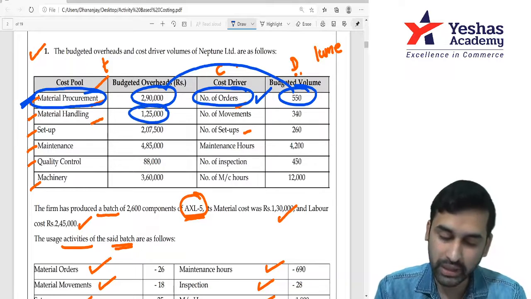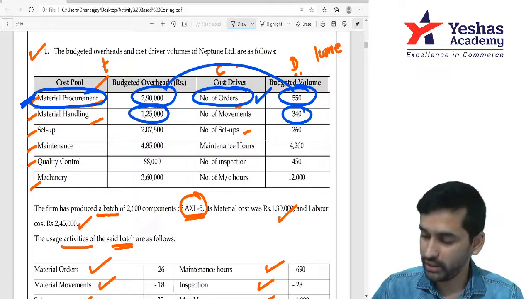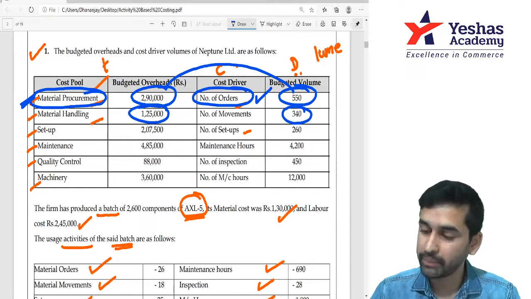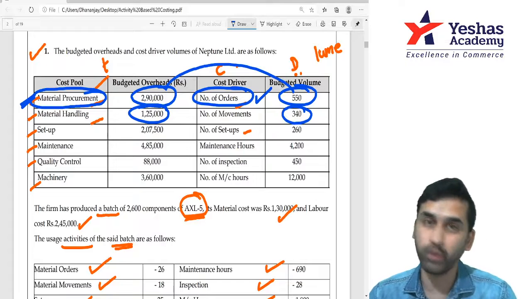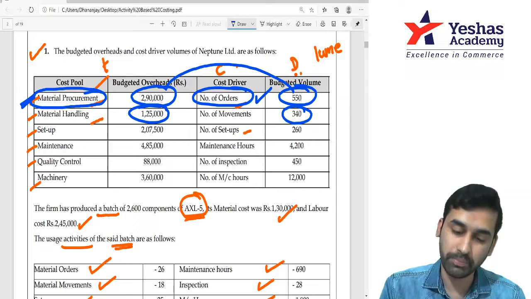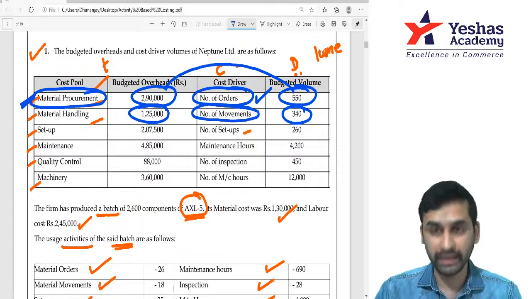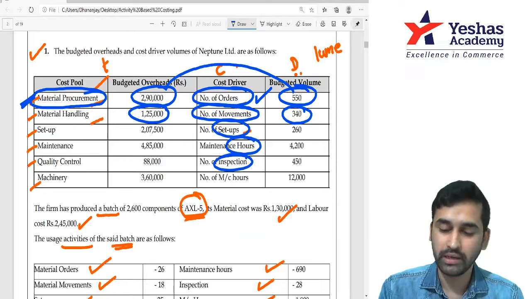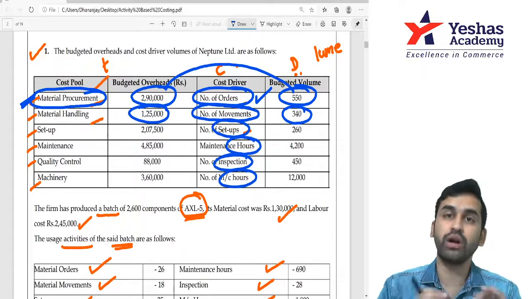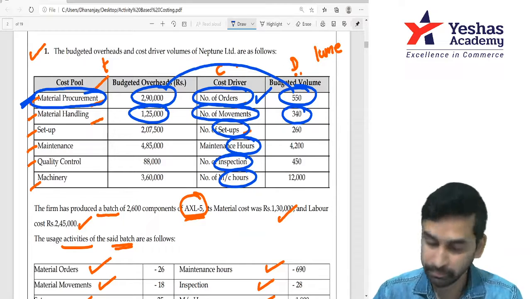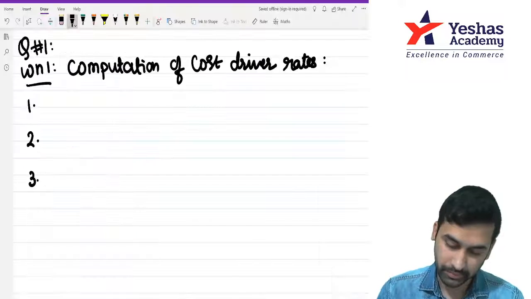Like this, 1,25,000 by 340. Do it. 125,000 by 340. I am getting 367.64. What is this now? 367 rupee is the cost per movement. Like this, you will have cost per setup, cost per maintenance hour, inspection and so on. That is called cost driver rate or ABC rate. Very simple. Let us start.